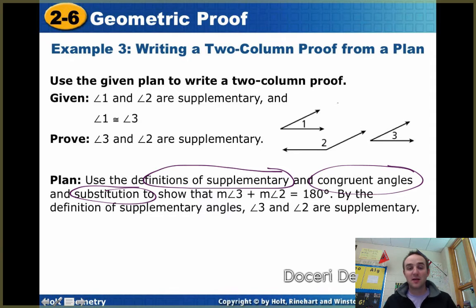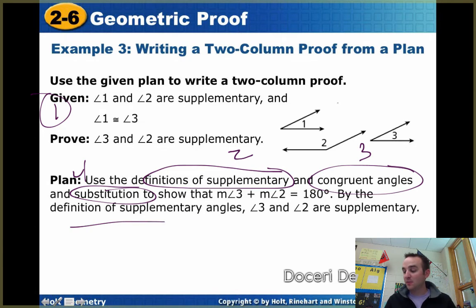Now that's not going to be the first 3 steps because our first step is always the given. So our first step is going to be the given. 1 and 2 are supplementary, 1 is congruent to 3. Then we can use supplementary, congruent, and substitution as our next 3 steps to show that 3 plus 2 is equal to 180.